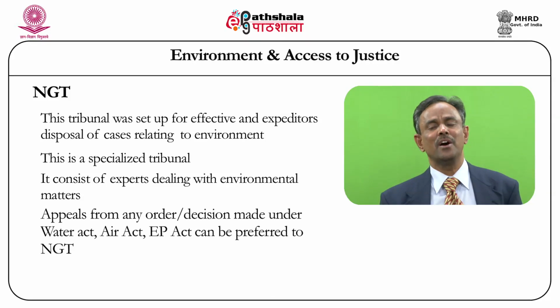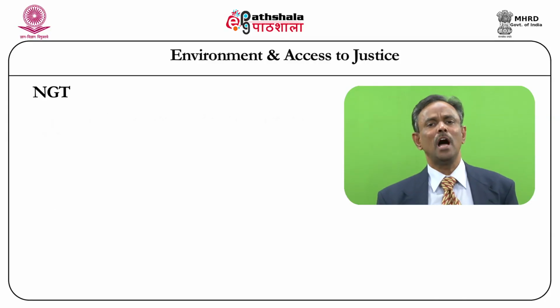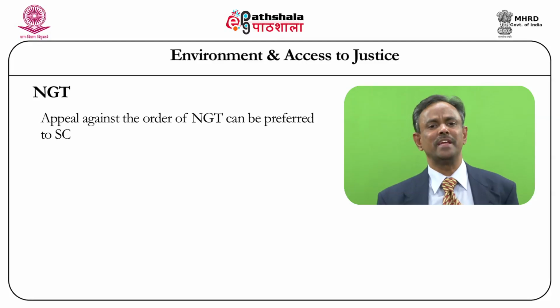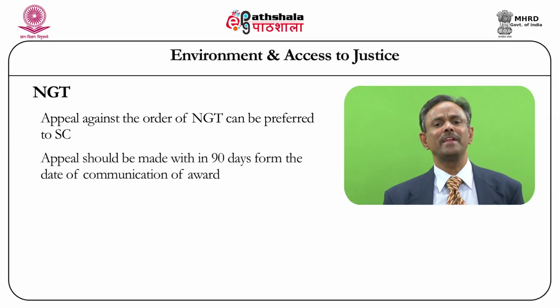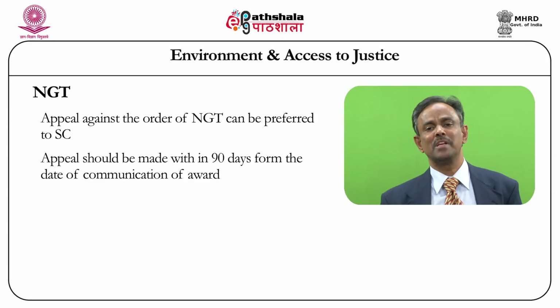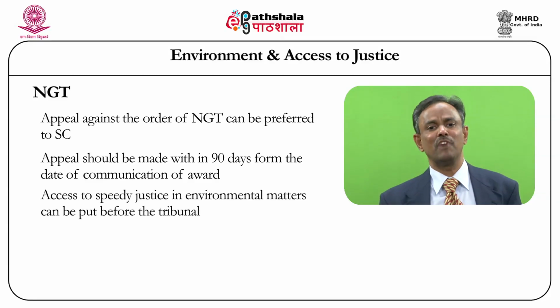An appeal from any order or decision made under the Water Act, Air Act or EP Act can be preferred to the National Green Tribunal. Appeals against the order of the NGT can be preferred to the Supreme Court. The appeal should be made within 90 days from the date of communication of the order. So if a person wants to appeal from the NGT, the appeal has to be preferred within 90 days. Access to speedy justice in environmental matters can be sought before the tribunal.